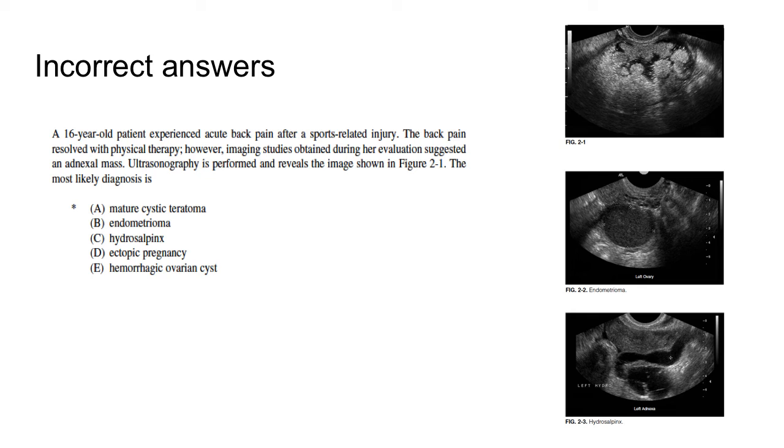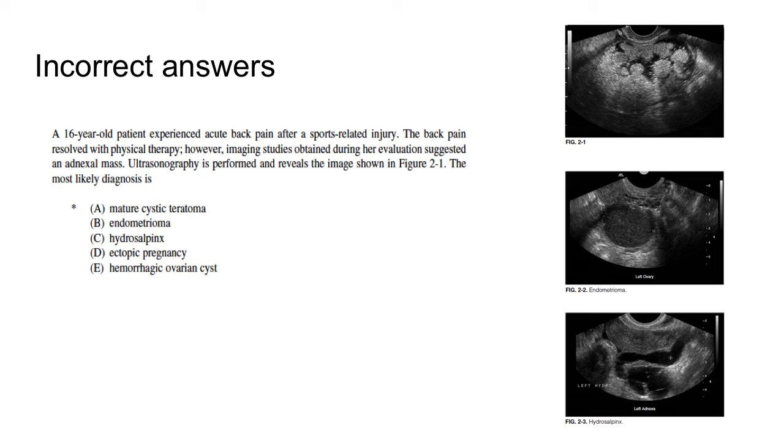A hemorrhagic ovarian cyst, Fig. 2-4, typically is complex in nature and resolves over time. Although hemorrhagic ovarian cysts often can be the cause of lower abdominal discomfort, they can be monitored by ultrasonography unless intraperitoneal bleeding is identified.